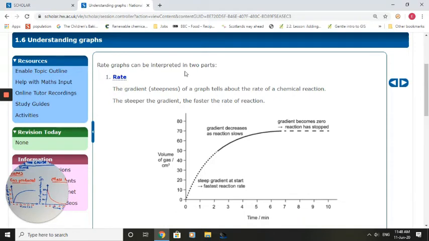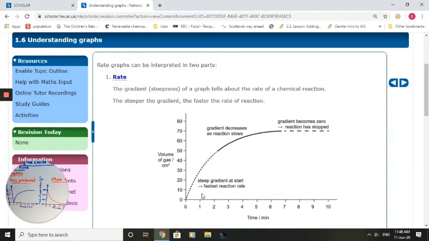Rate graphs can be interpreted in two different parts. First of all, we can use them to have a look at the rate. And what I'd like you to write down is that the gradient or steepness of a graph tells us about the rate of a chemical reaction. So the steeper the gradient, the faster the rate of reaction. You can imagine if this was a picture of a hill, this is the steepest part, this is going to be the hardest bit to walk up.